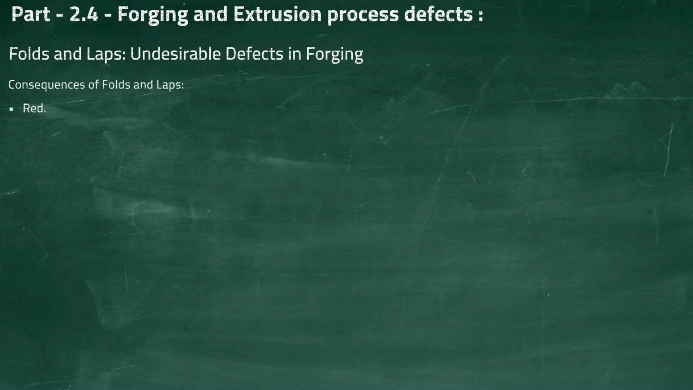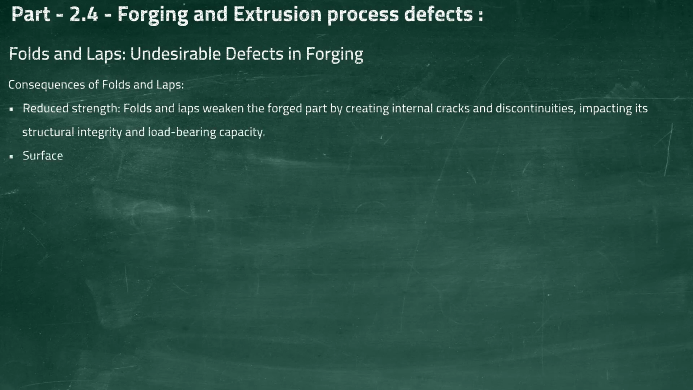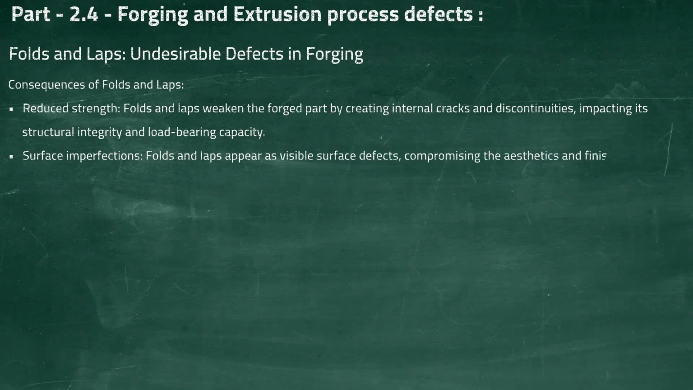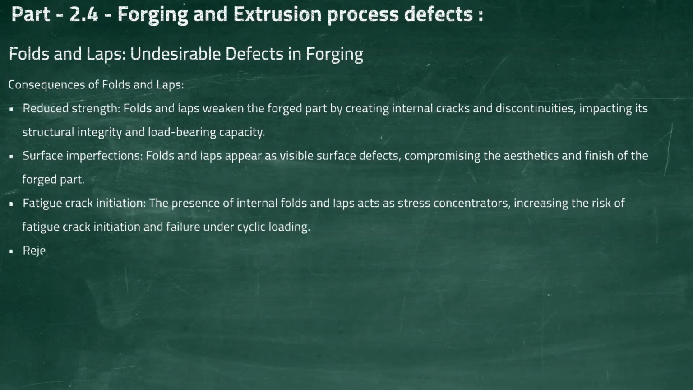Consequences of folds and laps. Reduced strength. Folds and laps weaken the forged part by creating internal cracks and discontinuities, impacting its structural integrity and load-bearing capacity. Surface imperfections. Folds and laps appear as visible surface defects, compromising the aesthetics and finish of the forged part. Fatigue crack initiation. The presence of internal folds and laps acts as stress concentrators, increasing the risk of fatigue crack initiation and failure under cyclic loading.